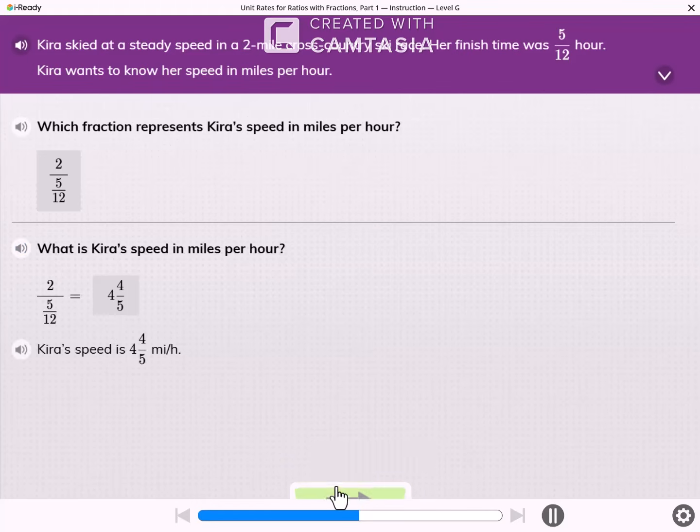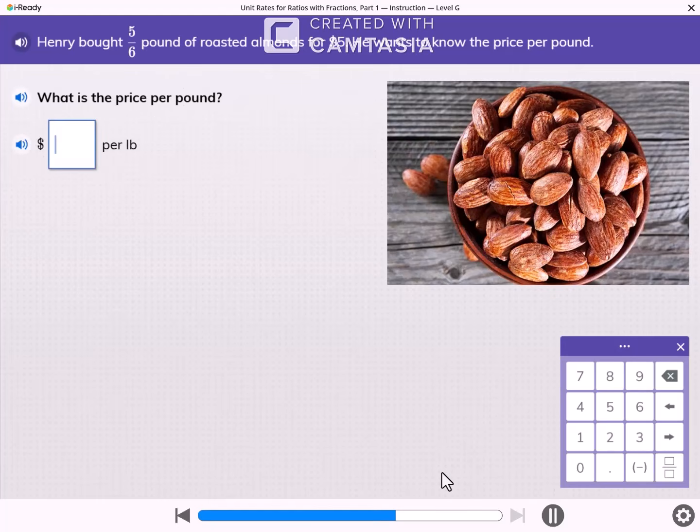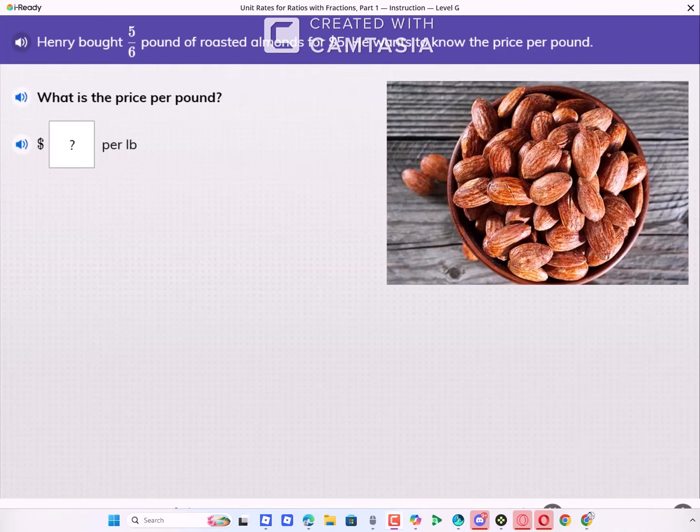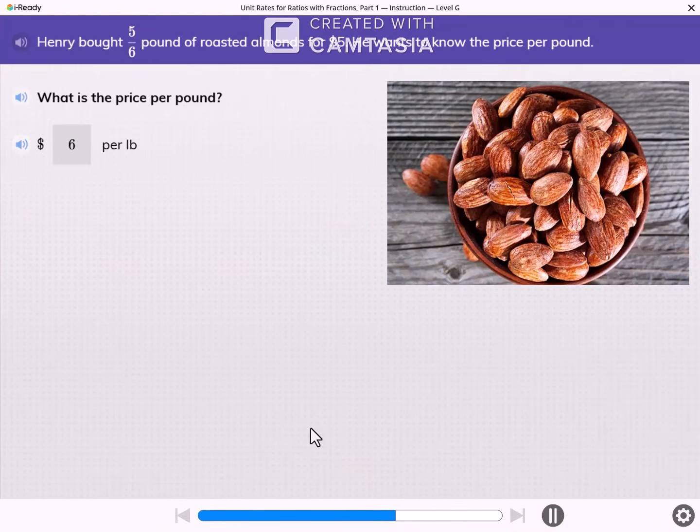Okay, next. Henry bought 5/6 pounds of roasted almonds for $5. He wants to know the price per pound. What is the price per pound? Okay. So first, 1/6 pound is $1. So it's $6 per pound. Well done!